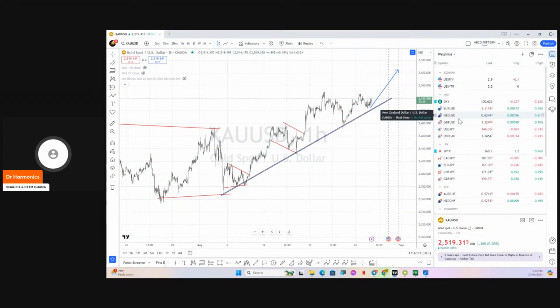Any other pair? Any other pair? Guys, any other pair?